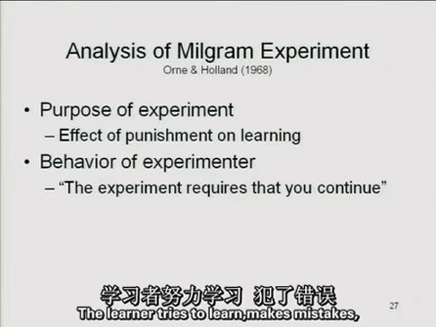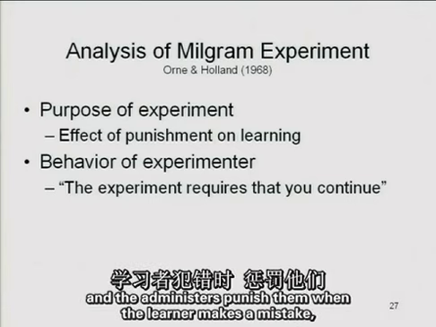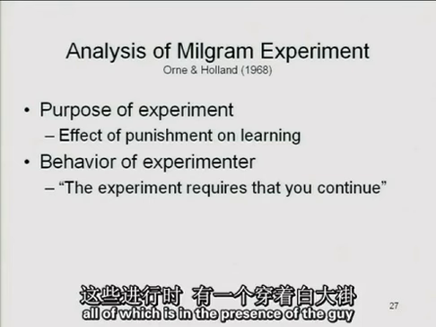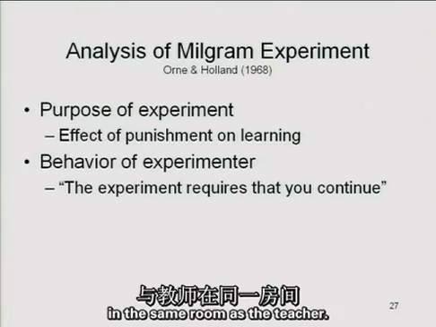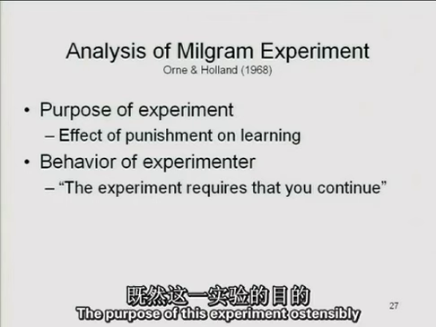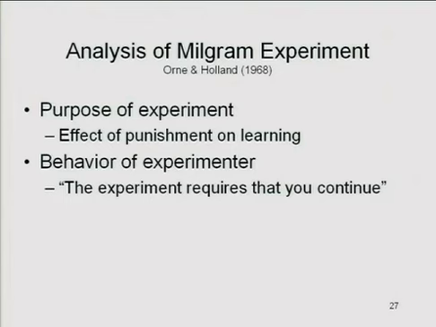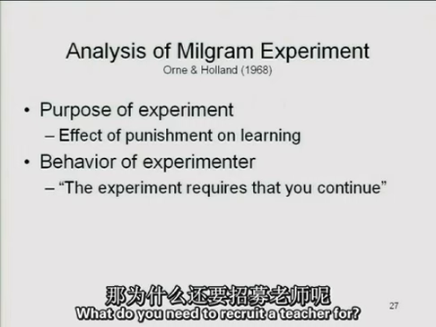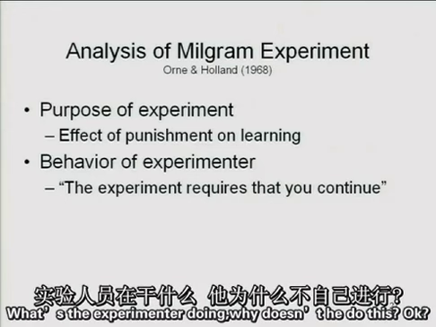The other person is ostensibly randomly assigned to the role of teacher. The learner tries to learn, makes mistakes. The teacher records the learner's responses and administers punishment when the learner makes a mistake, all of which is in the presence of the guy in the white coat with the clipboard, who's standing, in the classic experiment, in the same room as the teacher. The purpose of the experiment, ostensibly, is to study the effects of punishment on learning. What do you need to recruit a teacher for? What's the experimenter doing? Why doesn't he do this?